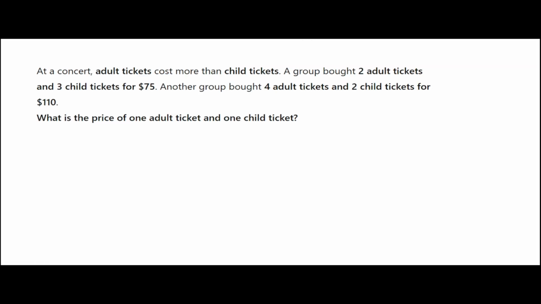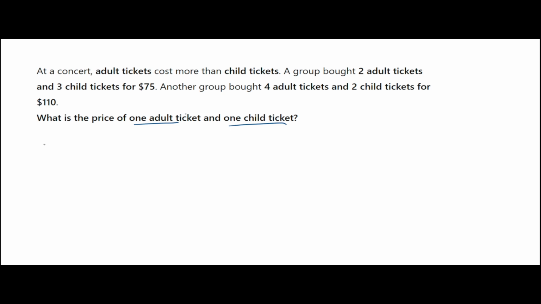Another pretty common question. This question has come up in exams quite a few times. At a concert, adult tickets cost more than child tickets. A group bought 2 adult tickets and 3 child tickets, and that came to $75. Another group bought 4 adult tickets and 2 child tickets, and that came to $110. What is the price of 1 adult ticket and 1 child ticket? So I guess these guys bought their tickets and someone came along, 1 adult and 1 child, and said, how much is that going to cost?